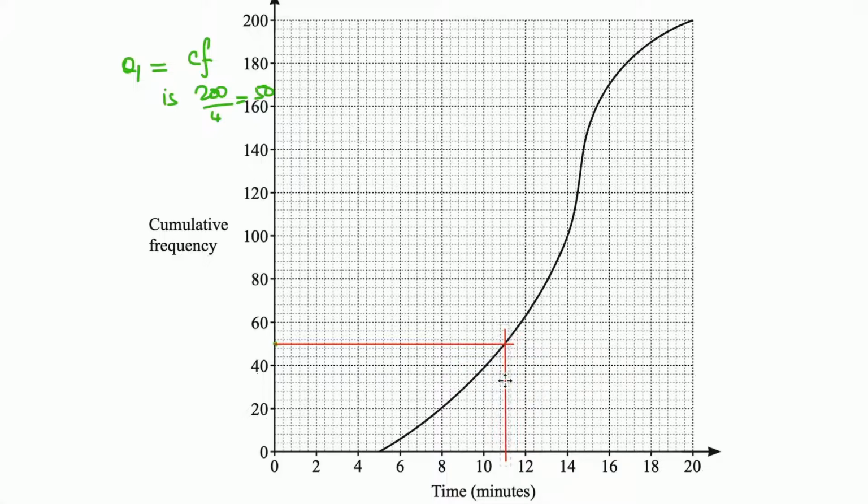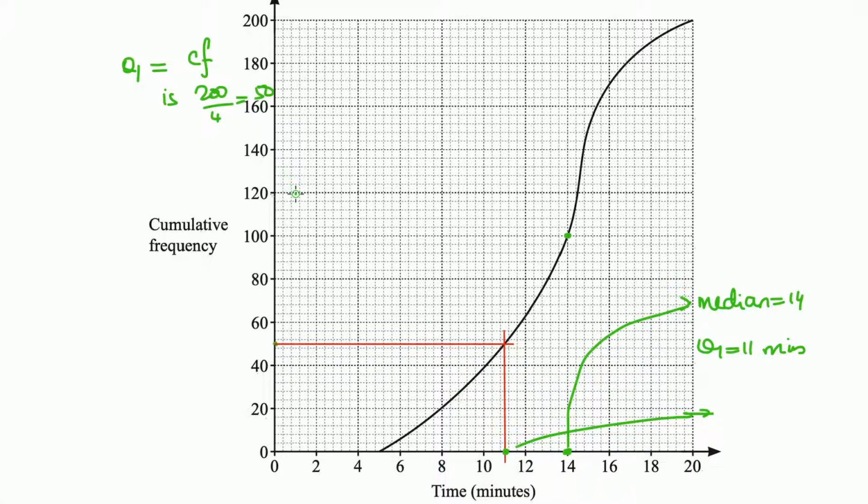So this would be the exact value, and this would be the value of Q1. How much is this? This is exactly half. So Q1 is equal to 11 minutes. And again, similarly, the median would be the middle one. So this is the median, 14.